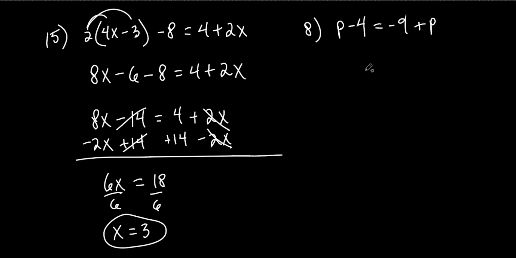Well, what do you want to do? Well, there's no like terms, right? P and minus 4. You can't add like terms here. But you can do what? Put the variable on the same side. So what side do you want to put it on? Okay, let's put it on the left. So I'm going to get rid of this P right here. How do I get rid of that?